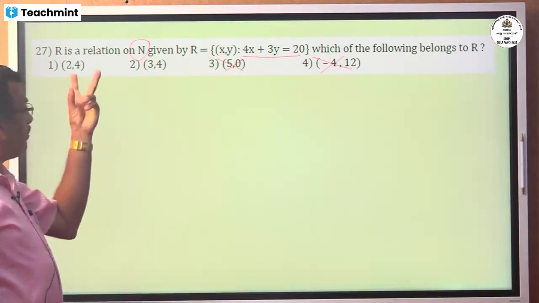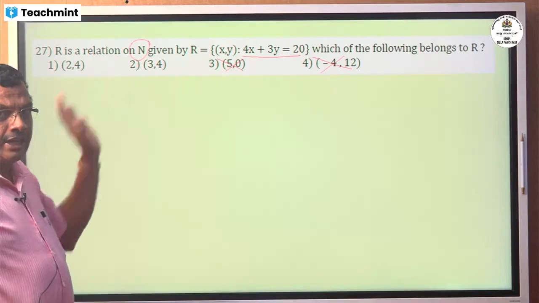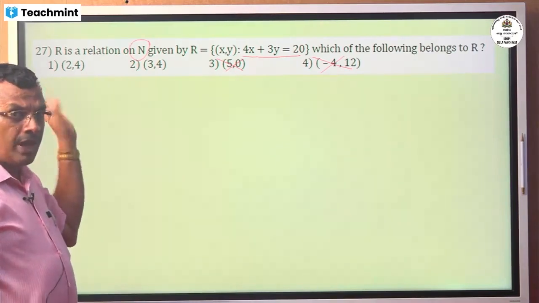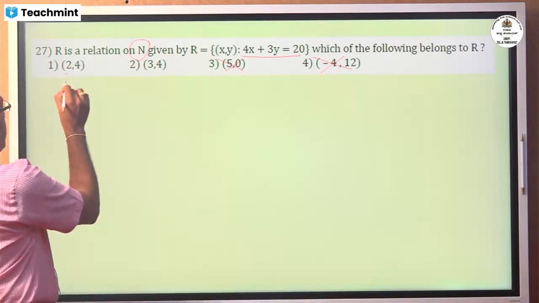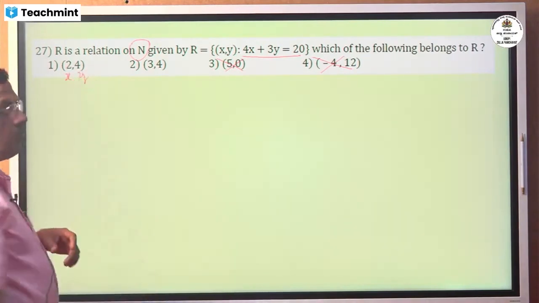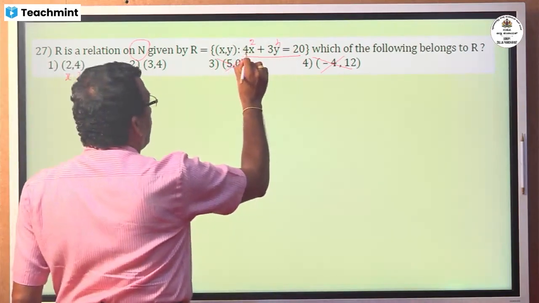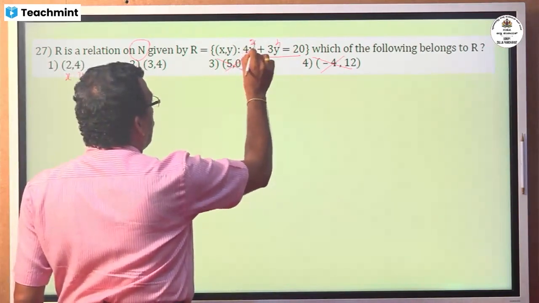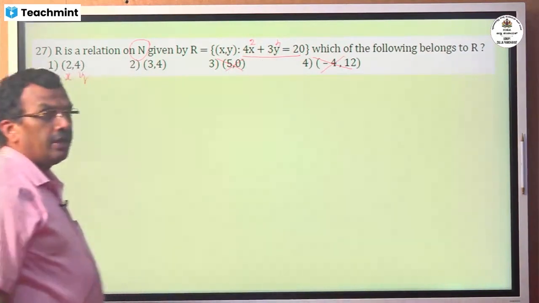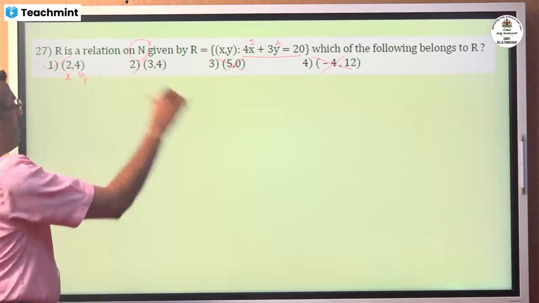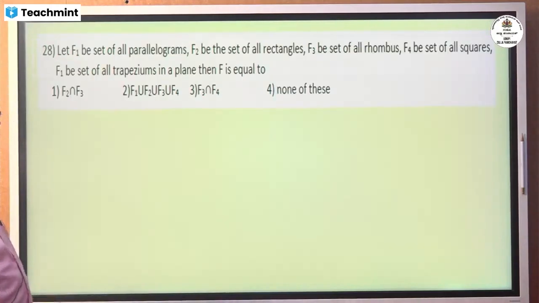Then how to check the remaining two options? When we check the first one, if it is true, the second is not; if the first one fails, the second one is the answer. That's all. So this says put x equal to 2 and y equal to 4. When I replace x by 2, y by 4, 4 into 2 is 8, 3 into 4 is 12, 8 plus 12 is 20. So your answer is the first one, not the second one. This is called the elimination method.